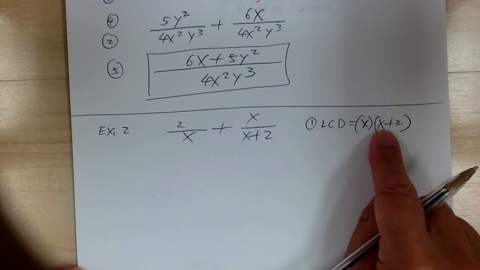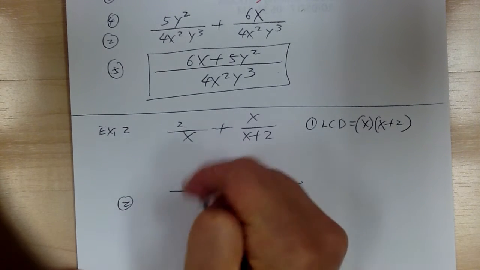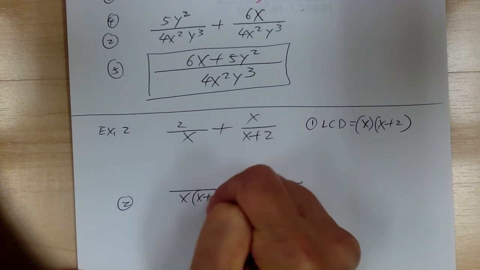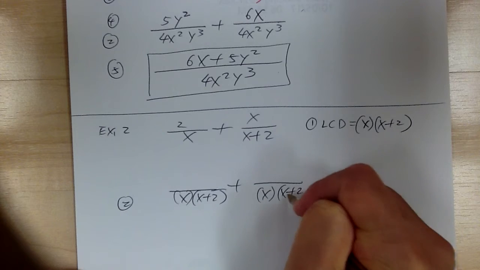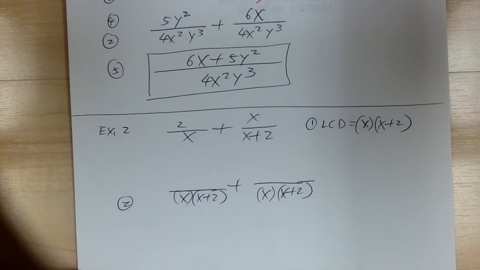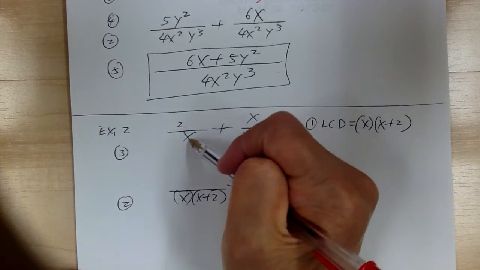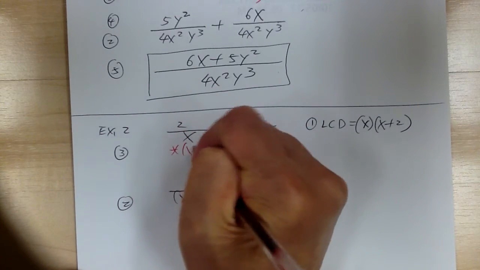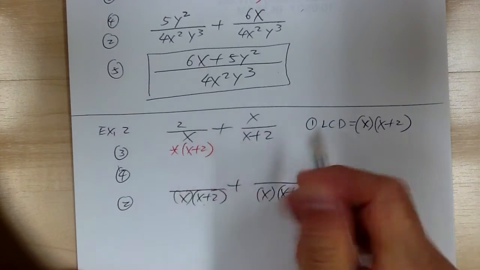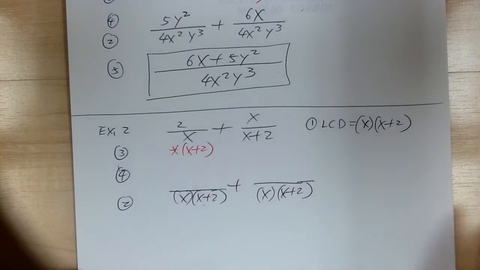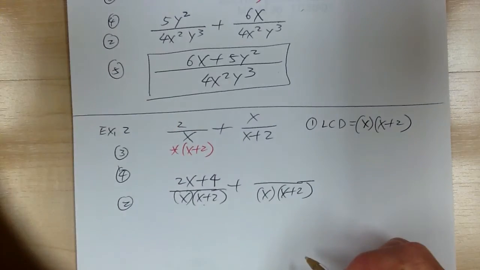So step 1, get your LCD. Step 2, go and get your LCD ready. So it'd be x times x plus 2, x times x plus 2. Step 3, figure out what you need to multiply. From here to here, you're missing x plus 2. So step 4, go and multiply out. Don't keep it in parentheses. Just go and multiply out. So you're going to get 2x plus 4. That's your step 4.